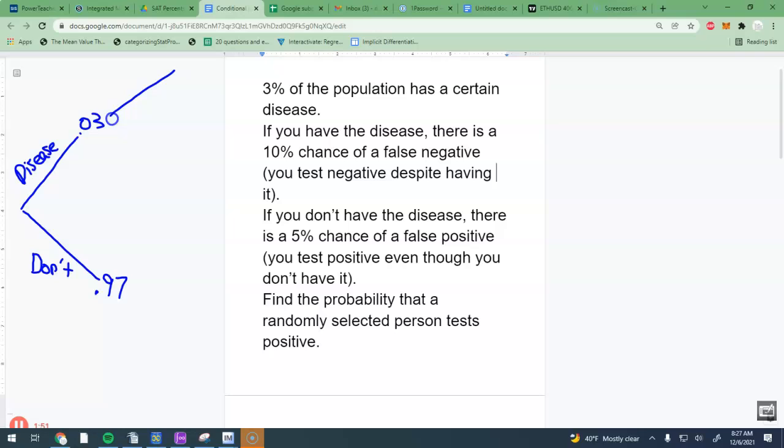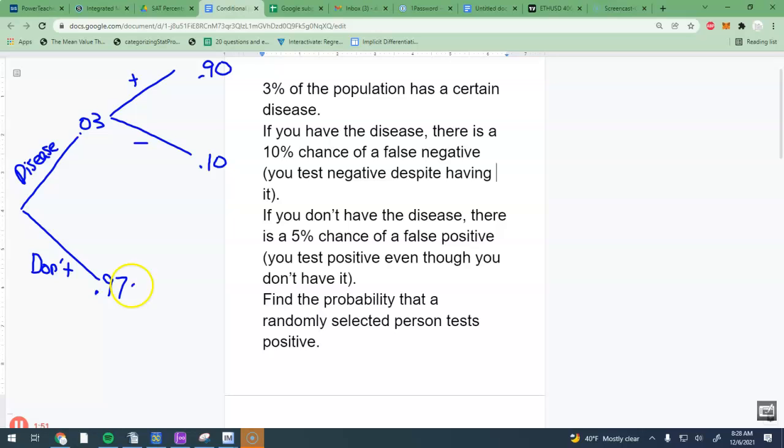All right, if you have the disease, you could test positive or negative. If you have the disease, there's a 10% chance of a false negative. So that's this branch right here. False negative means you have the disease, but you tested negative. So the test is wrong. Then what's the probability that you would test positive if you have the disease? What number goes right here? 0.9, because 10% of the time the test is wrong, which means 90% of the time the test is correct. Right?